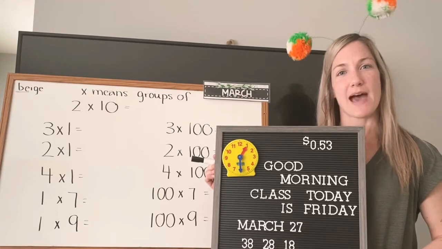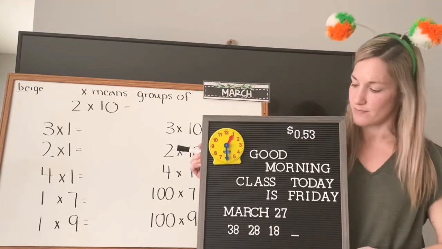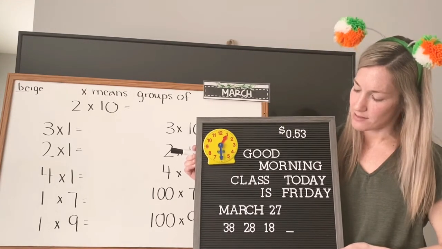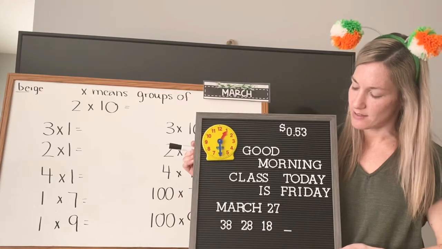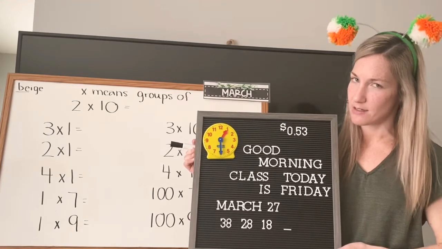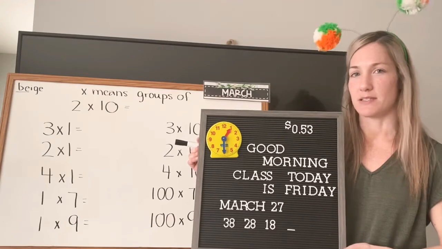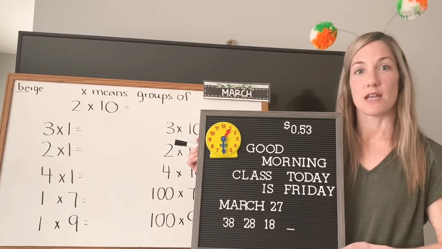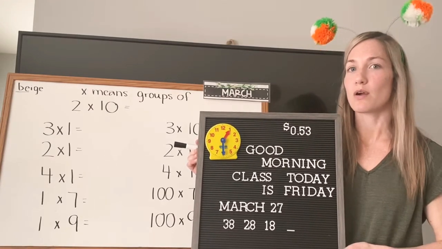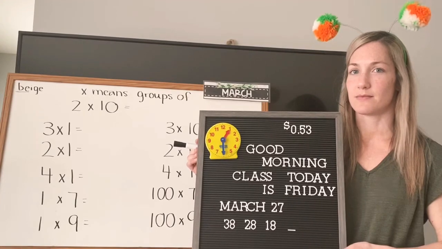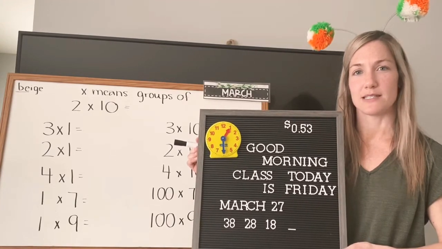Let's take a look at the pattern that Mrs. Agrell's put on the morning message. 38, 28, 18. What number is missing? Are the numbers counting up or are they counting down? That's right, the numbers are counting down.